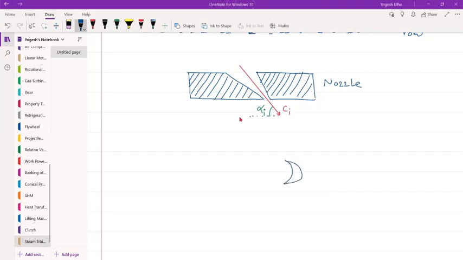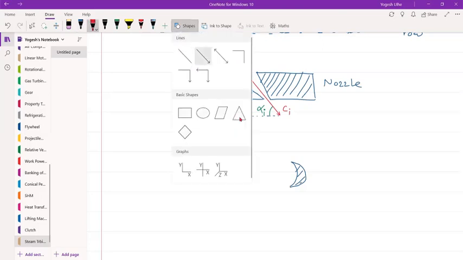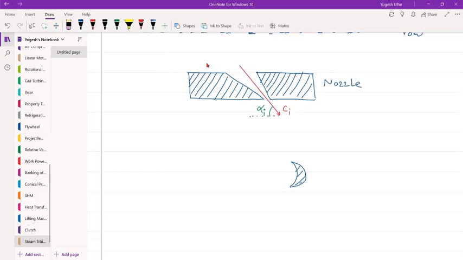So this is our blade. This blade is moving with a velocity of u. Okay, very good. This blade is moving with a velocity of u.